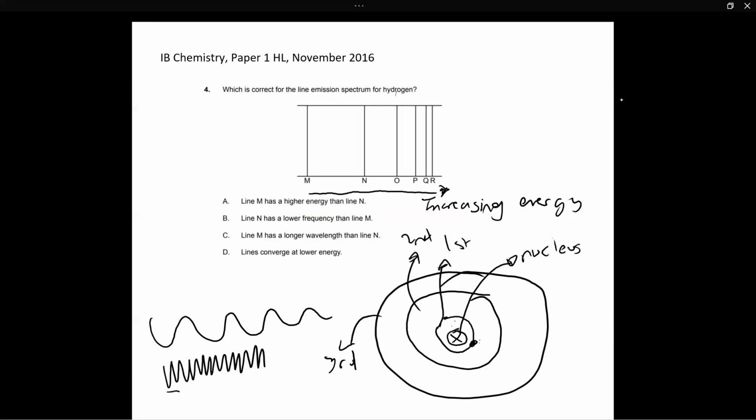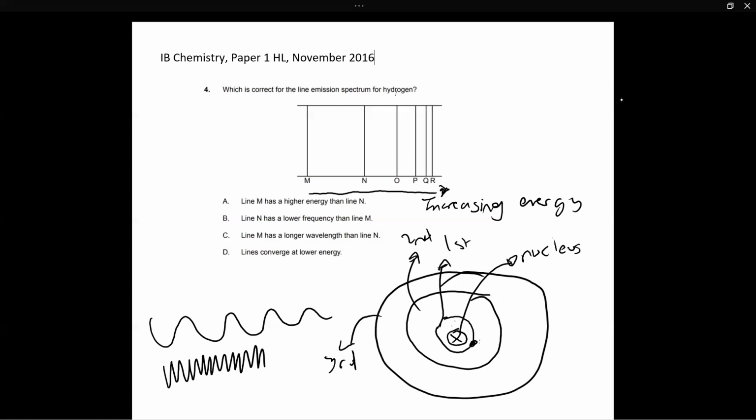So this would be a high energy wave, and this would be a lower energy wave. Now, as I said, energy increases from left to right on an emission spectrum. That means R has higher energy than M, and Q has higher energy than P, for example. Now, option A in the MCQ tells us that line M has a higher energy than line N, and that's wrong, right? Because we have said that energy increases from left to right.